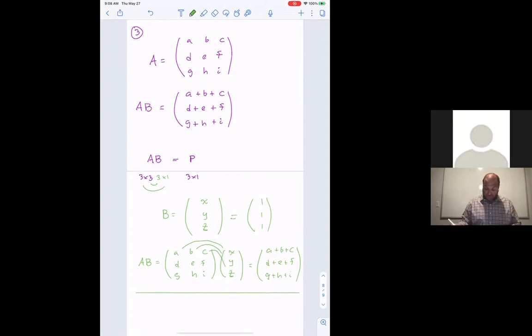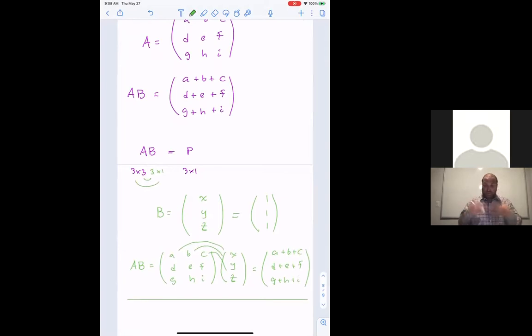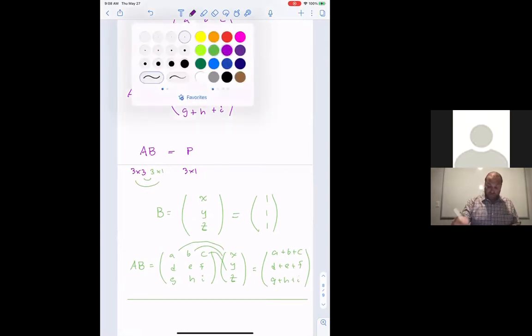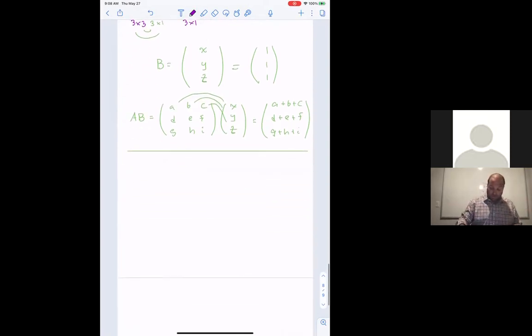They're not going to ask a question like this until we develop some more matrix multiplication and matrix properties, how to solve more general situations. Right now, it's just basic. 1, 1, 1 works. Let's move on. Question 4.